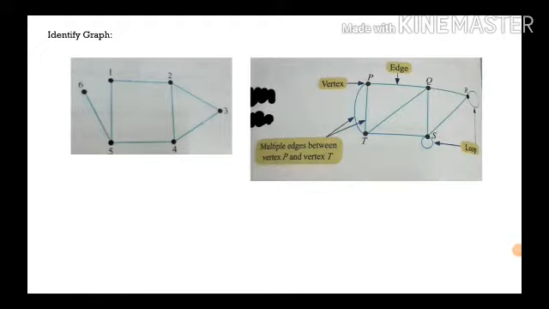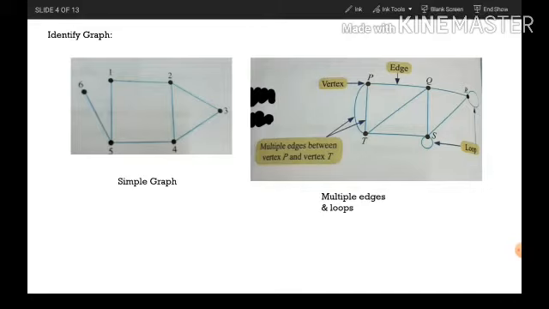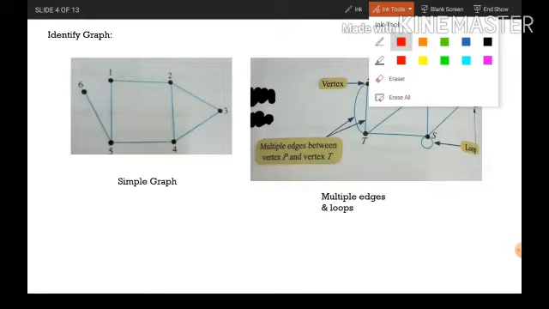Now we're going to identify graphs. Look at these two pictures. What can you see in both pictures? What is the difference between both pictures? The first picture we know as a simple graph, while the second picture is a graph with multiple edges and loops. We don't call it a simple graph. So why is one called a simple graph and the other called multiple edges and loops? I'm going to explain.